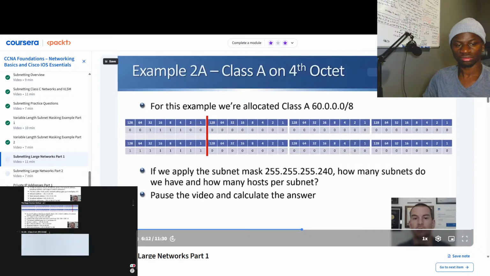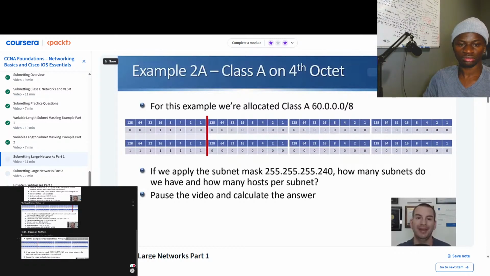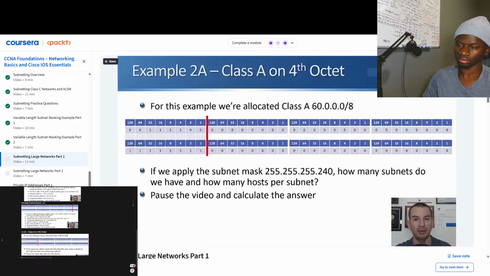So this example now will do a class A where we're going to subnet on the 4th octet. The previous example we just did was a class B on the 4th octet. This is going to be a class A on the 4th octet. And here we've been allocated 60.0.0.0/8.